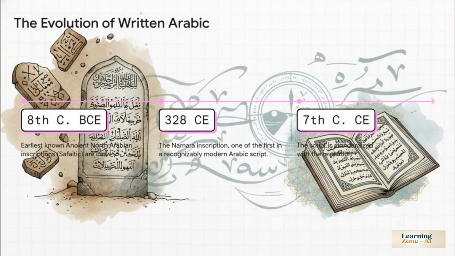This timeline really puts that long history into perspective. I mean, just look at the starting point. The earliest inscriptions we have, like that Semitic script we just saw, date all the way back to the 8th century BCE. Then you have to jump forward over 1,000 years to 328 CE to find the first inscription that looks recognizably modern. And it's not until the 7th century CE that the script finally gets standardized with the Qur'an. That is an immense, sprawling history packed into one single language.